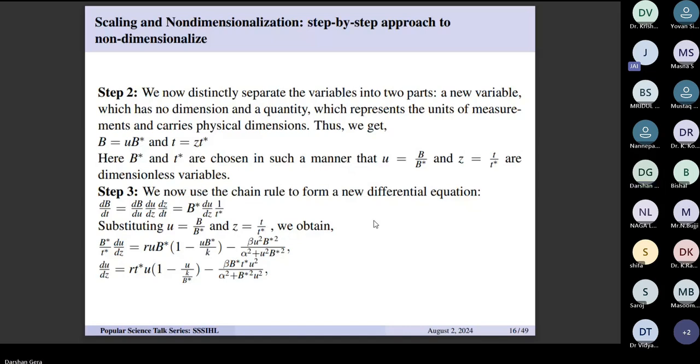Once we define these 2 variables u and z, using the chain rule, dB over dt will be, you see, B is a function of u, so I can write dB over du, and u is again a function of z, so du over dz, then dz over dt. Putting in the values of these derivatives, dB over du will be B star, du over dz, times 1 upon t star. Substituting u equal to B by B star and z equal to t by t star in the differential equation, it will be converted into this.